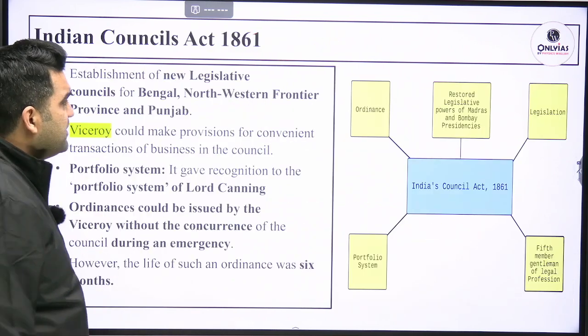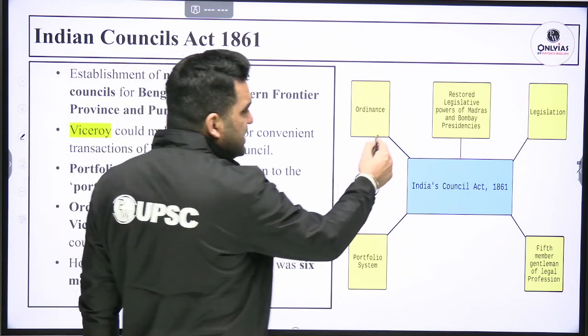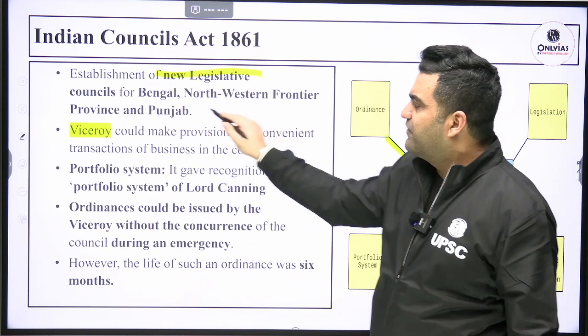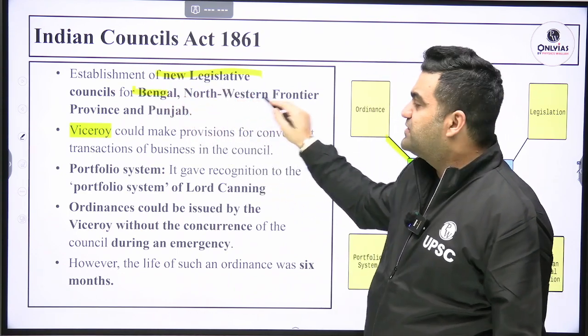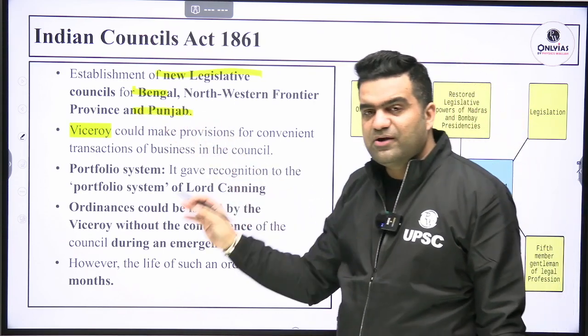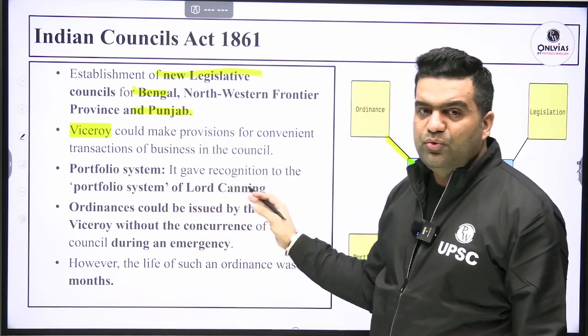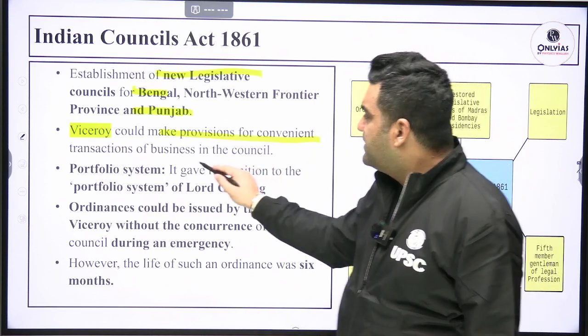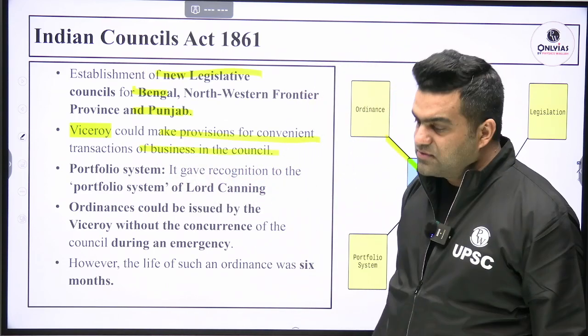Now, Indian Councils Act, you see here, ordinance-making power. Let us first go through this. Establishment of new legislative councils for Bengal, Northwest Frontier Province and Punjab. Northwest Frontier Province, Bengal and Punjab: new legislative councils. The Viceroy could make provisions for convenient transaction of business in the council.